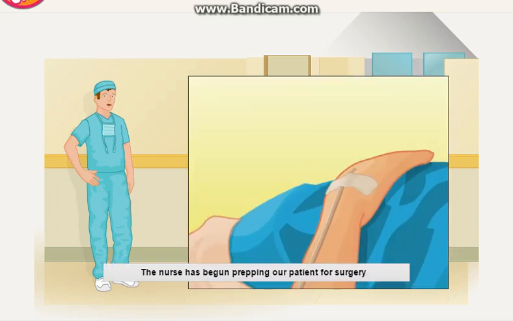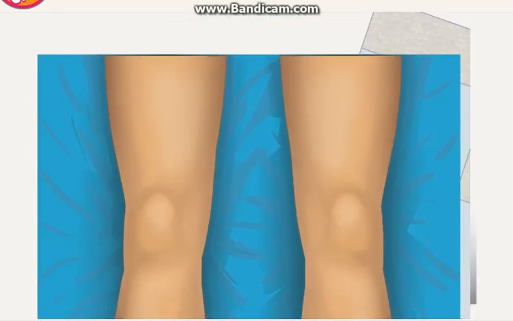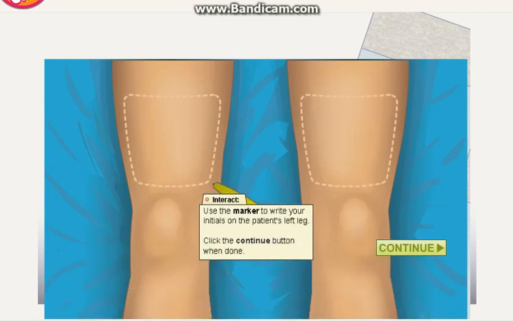The nurse has begun prepping our patient for surgery by placing an IV needle in his right hand. Now it's your turn. Use the marker and write your initials on the proper knee to be operated on. This may seem silly, but it's an actual step taken to prevent wrong site surgeries.